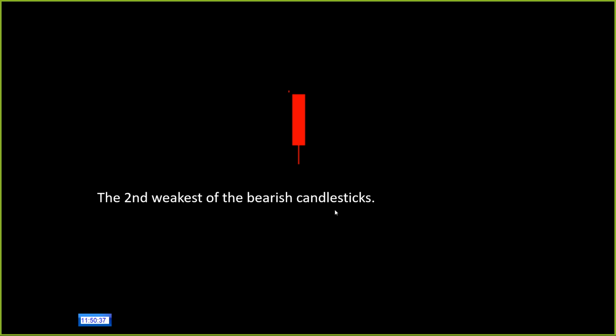Alright, so this is the second weakest. This is another one that opened at the top, sold all the way off, had a solid red candlestick, and then going into the close it got bought up a little bit, but we still have a body that's really longer than the wick, and we're still closing really close to the bottom. So this is the second weakest of the bearish candles.